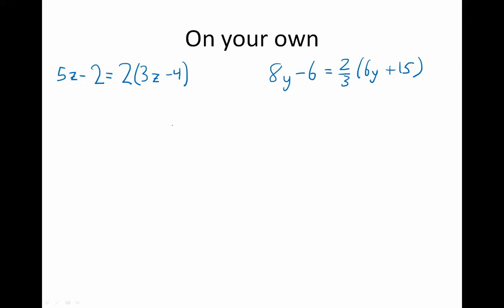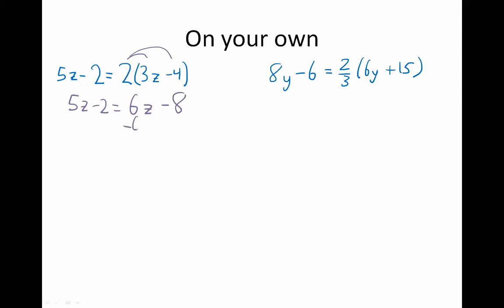All right, so these were the two videos, the two problems that I had you do in your Canvas. Let's go ahead and do them. We've got this distribution that needs to happen on the outside first, so we're going to distribute the 2. That gives us 5z minus 2 equals 6z minus 8.